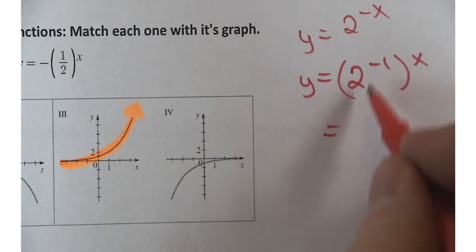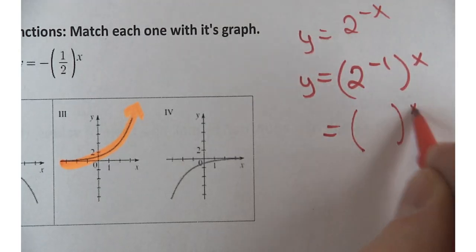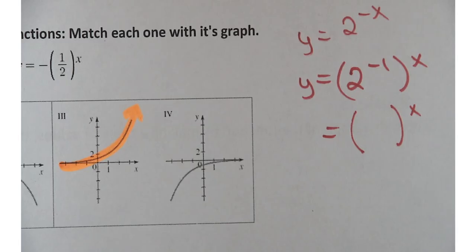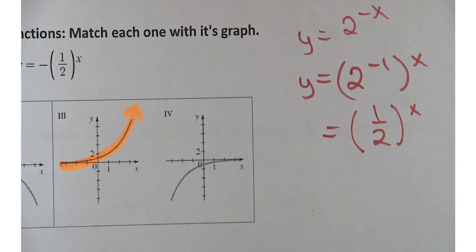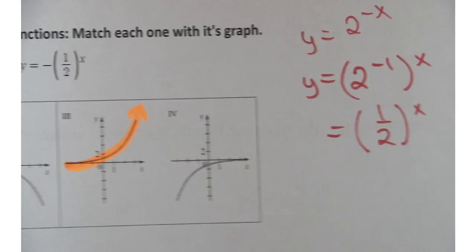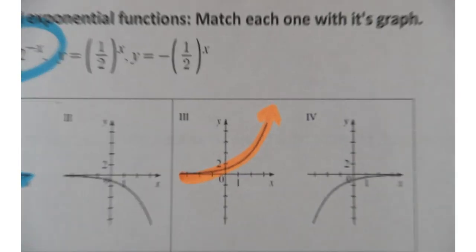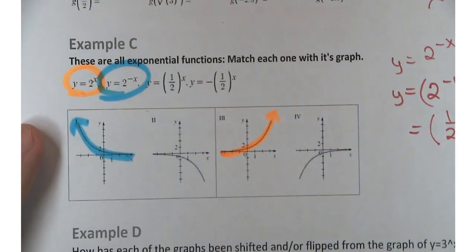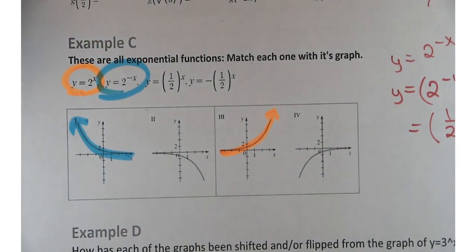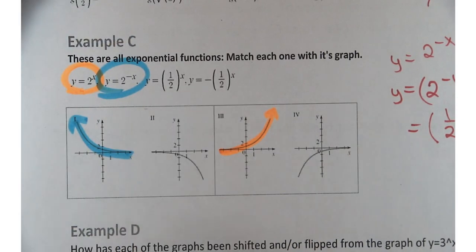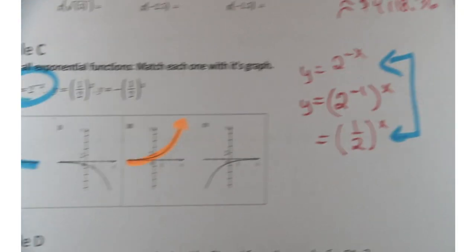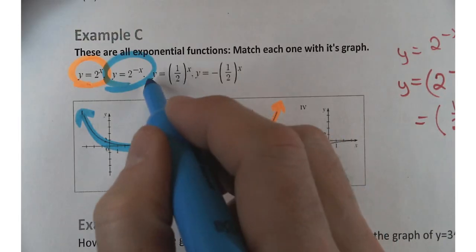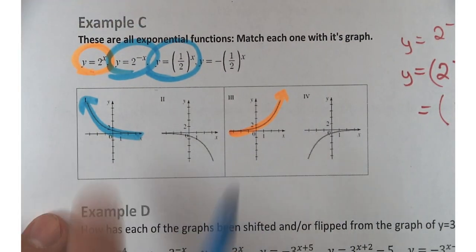Is there another way I can write 2 to the negative first power? Yeah. 1 over 2 to the positive first power. Okay, cool. So what's that saying about this next equation? y equals 1/2 to the x. Saying that it's the same as this one, right? So I'm getting double duty out of that one because it's the same there.